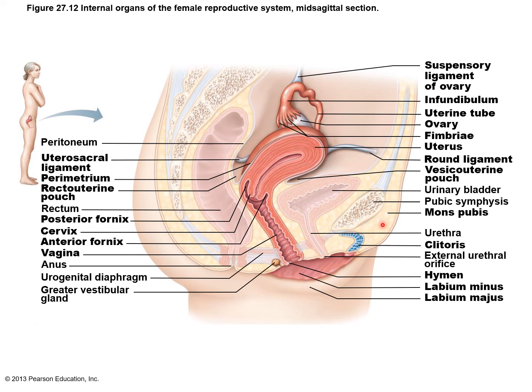Females have external genitalia parts and internal genitalia parts. The external ones are more to protect the internal organs. So there is the mons pubis, which is that fatty region right here. When a female hits puberty, that's where the pubic hair is going to be located.